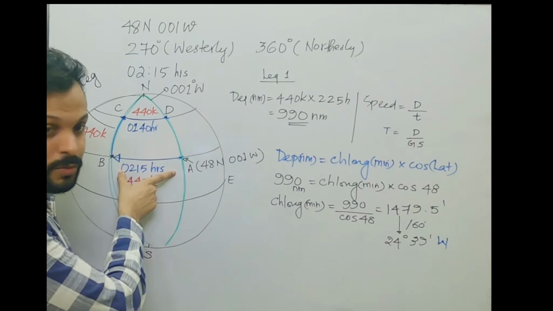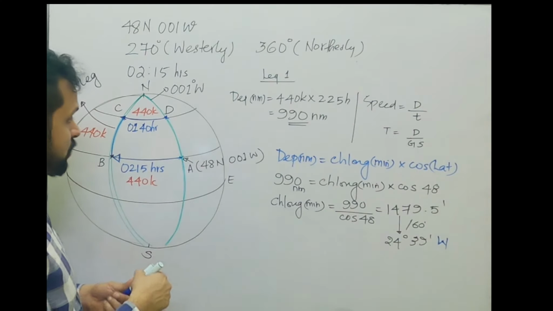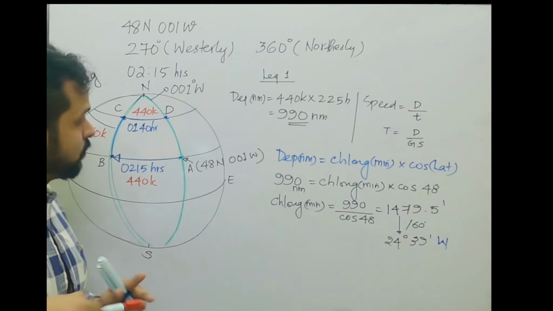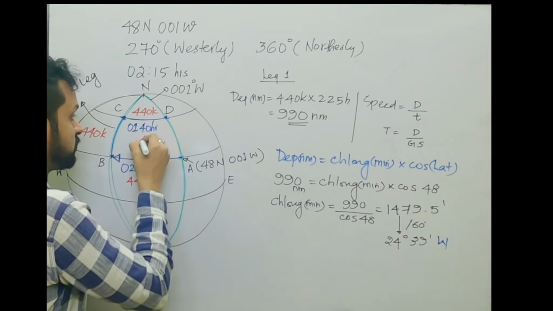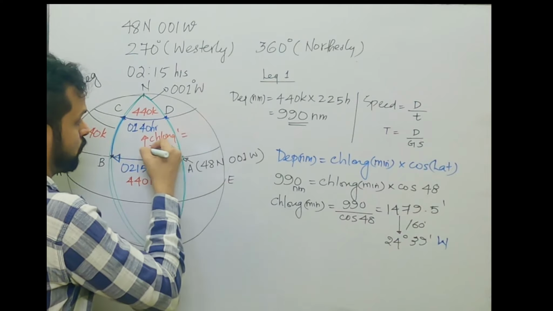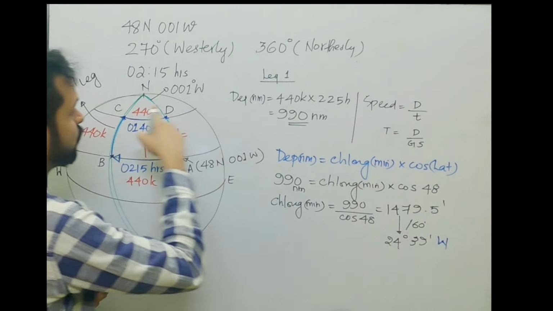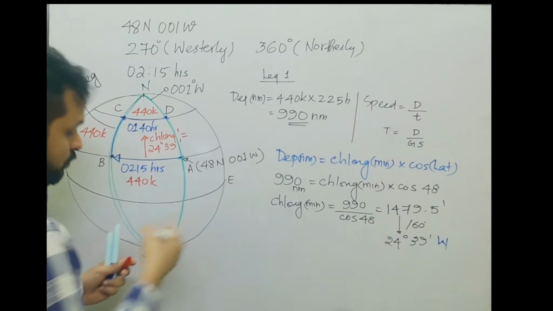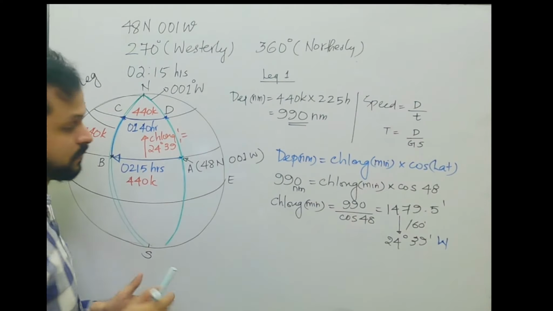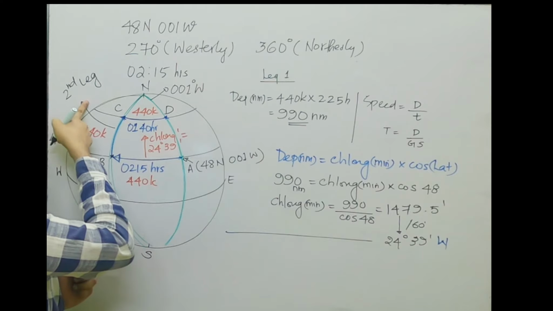That's exactly going to be the d-long on the third leg, which we know. We are simply going to transfer this d-long from here. You're going to transfer this d-long of 24 degrees 39. We can keep it in minutes itself because we are going to use d-long in minutes over here. But yes, you can transfer that here. Now what's the next step? We are trying to find out this particular latitude here.